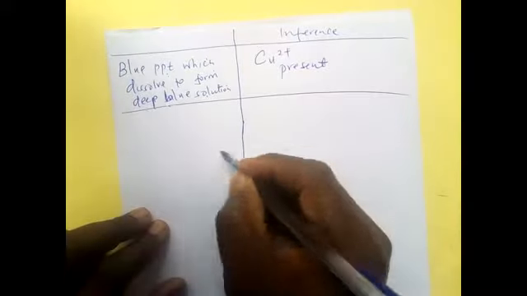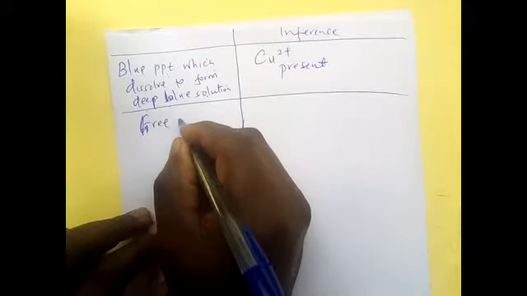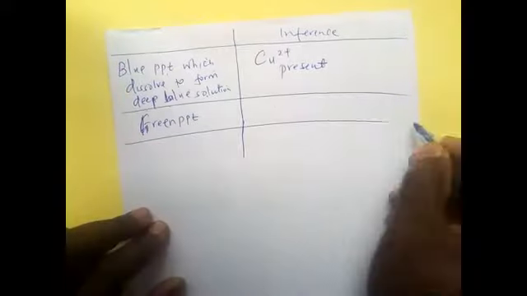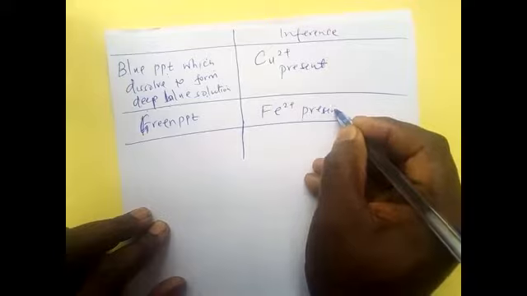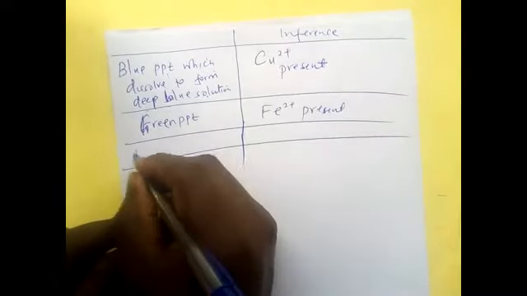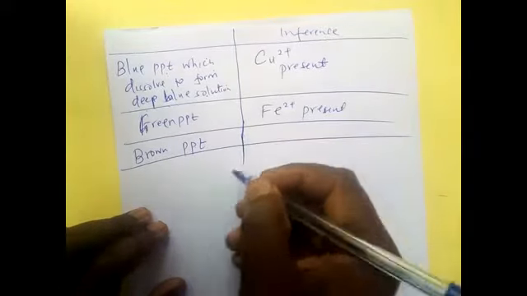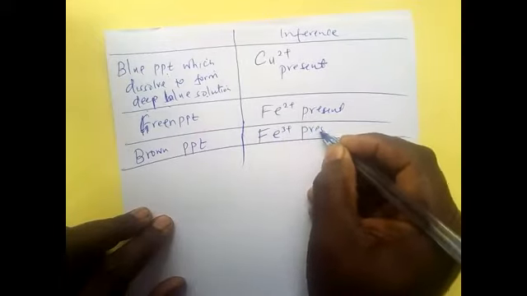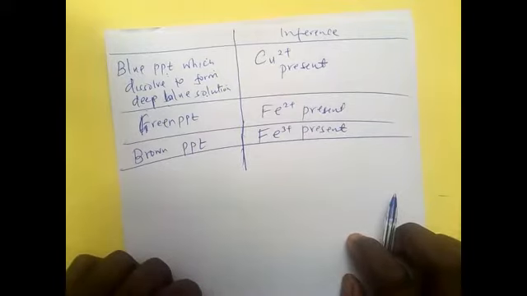The next two is that if it forms a green PPT insoluble in excess, it is simply iron(II) ions present. If it forms a brown precipitate insoluble in excess, then it confirms that it is iron(III) that is present. So we have done 2 reagents, that is sodium hydroxide and ammonia solution.